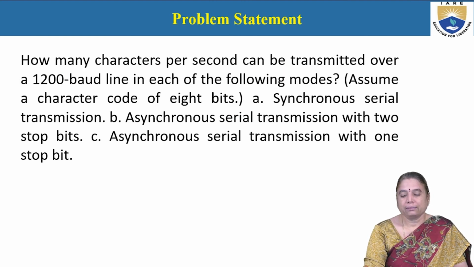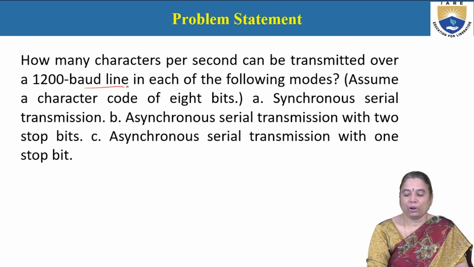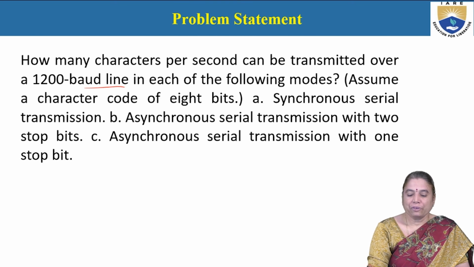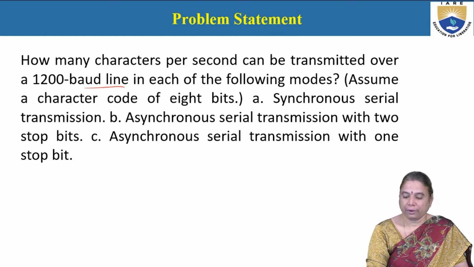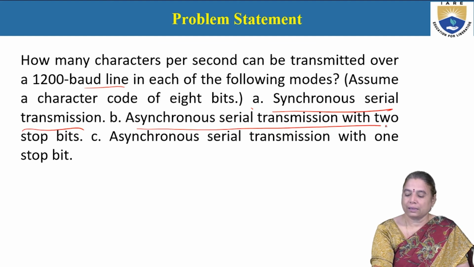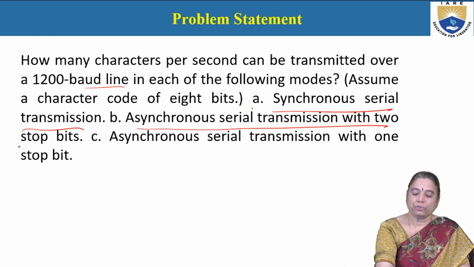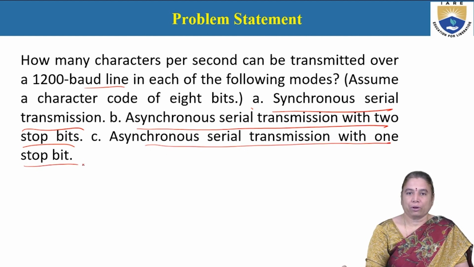Next, how many characters per second can be transmitted over a 1200 baud line in each of the following modes? Assume a character code of 8 bits has to be transmitted. First is synchronous serial transmission. Second is asynchronous serial transmission with 2 stop bits. Third is asynchronous serial transmission with 1 stop bit.